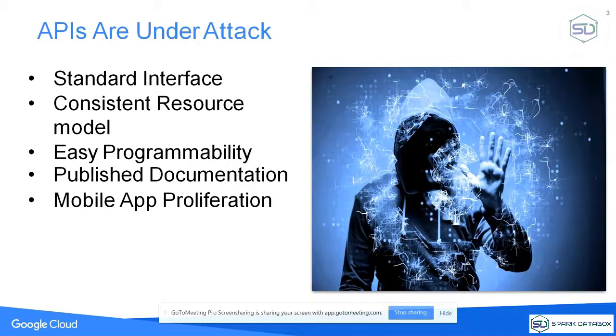Easy programmability, published documentation, mobile app proliferation, consistent resource models. You might not know some of these words. Standard interface: API itself is an application interface. If there are different applications or proxies accessing this particular interface, it has to have some standard associated with it, so that different people can access it.